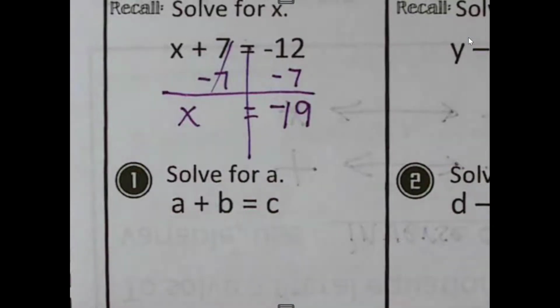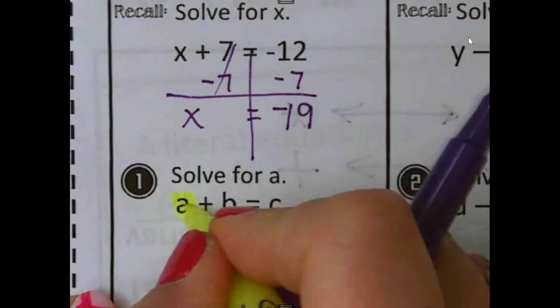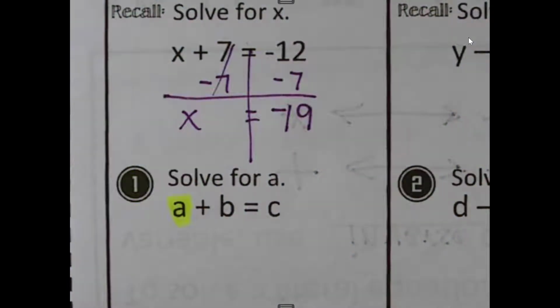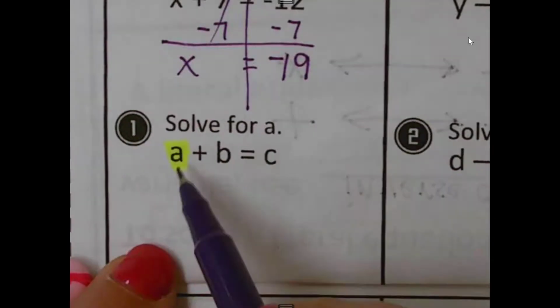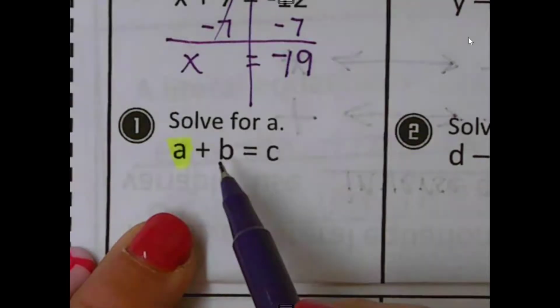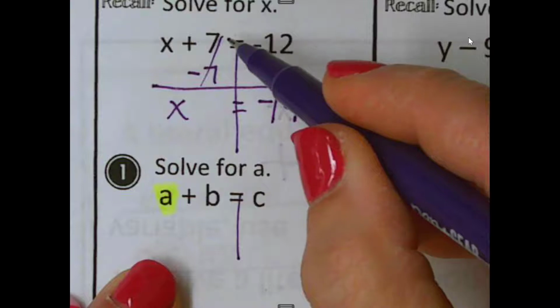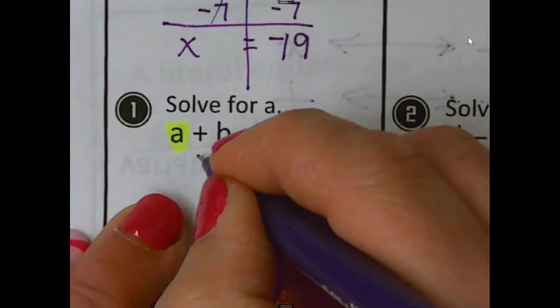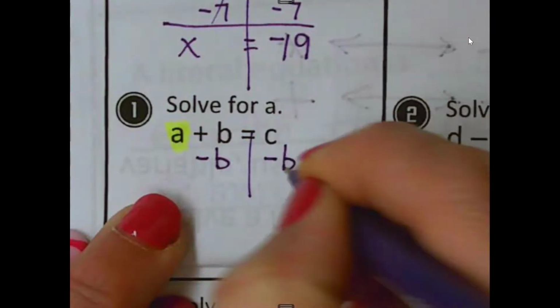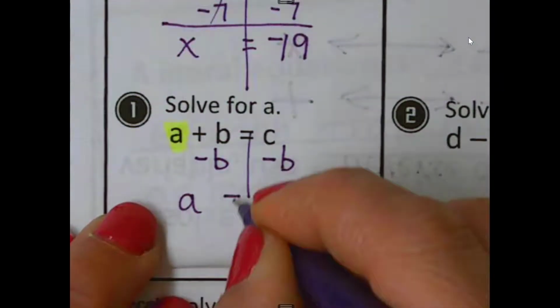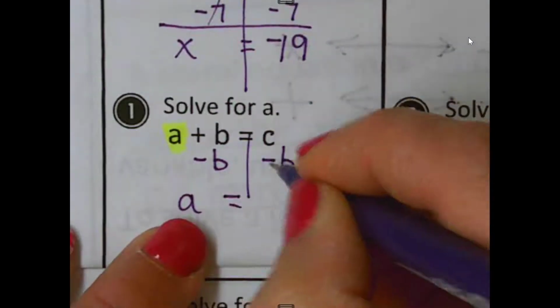Now what I like to do is I like to highlight the variable that we are solving for. So we're solving for A. So to isolate it, we have this plus B that we need to get to the other side, just like we did with this constant up above. So the inverse of add B is to subtract B. Now our final answer here is going to be C minus B.